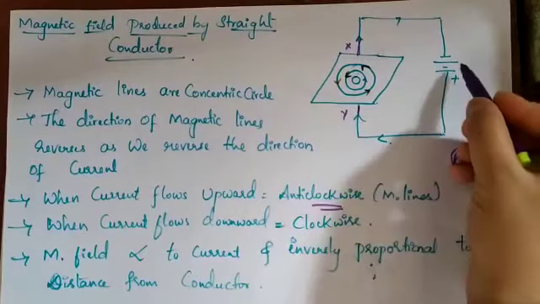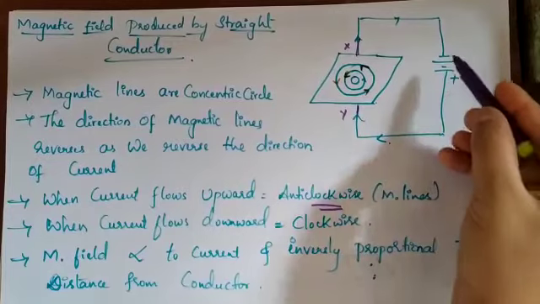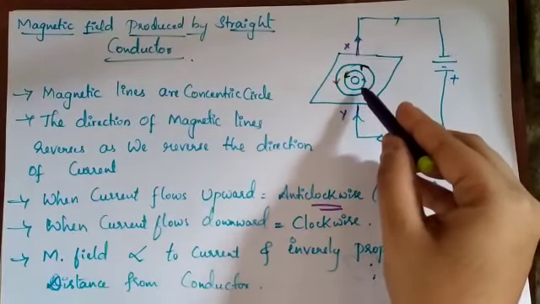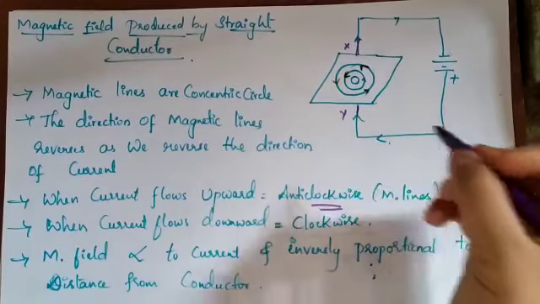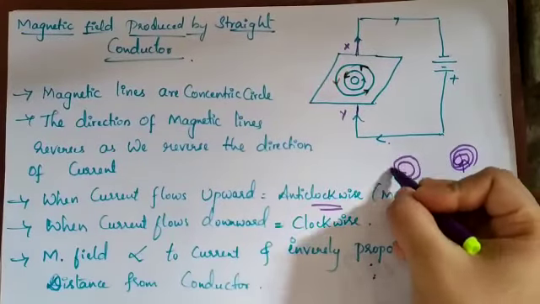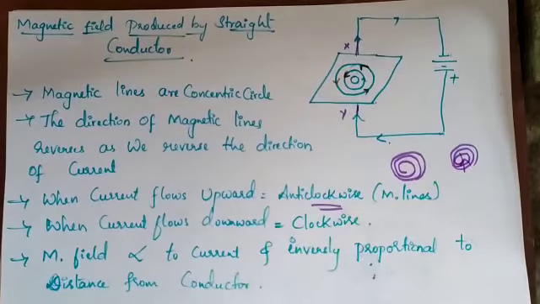That means if we change the polarity, that means here the positive is there and here the negative is there, current flows from the downward direction. These magnetic lines of force will show in a clockwise direction. That means in this direction the concentric circles will move.